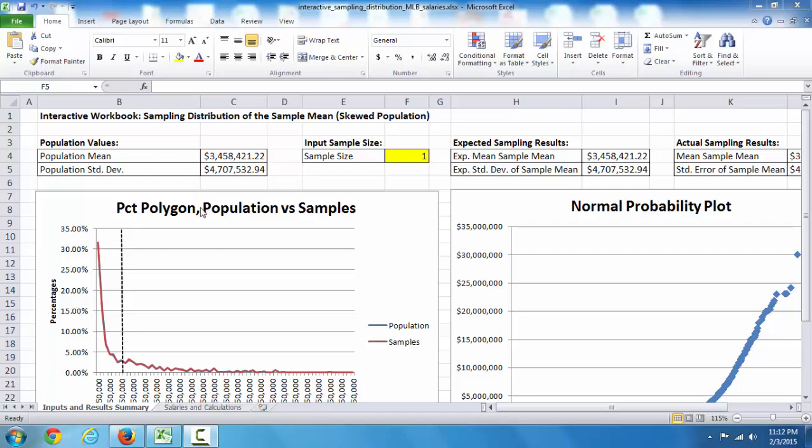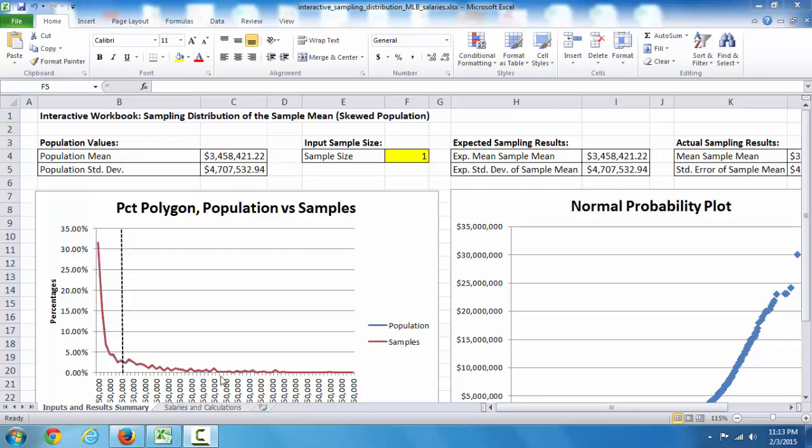I have a plot here, a percent polygon, and there's a blue line for the population distribution and a red line for the distribution of the samples. So what I do is I randomly pull samples of this sample size from that population of Major League salaries. And when I pull samples, I pull 10,000 samples. So if the sample size is 1, I'm pulling 10,000 samples of sample size 1, taking the mean for each of the samples, of course it's going to be the value that's pulled, and then plotting that distribution of those means on the red line.